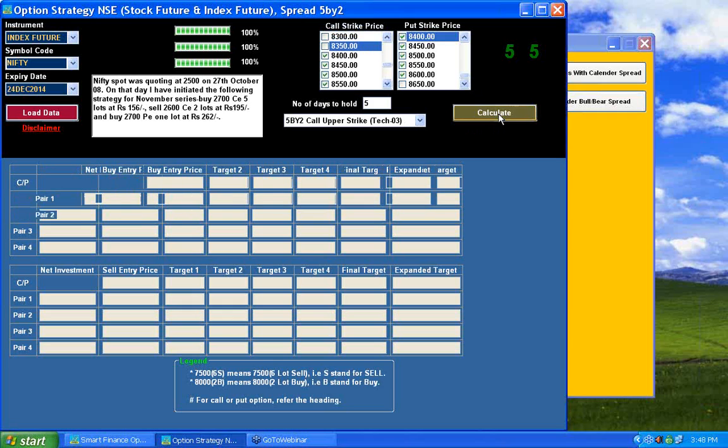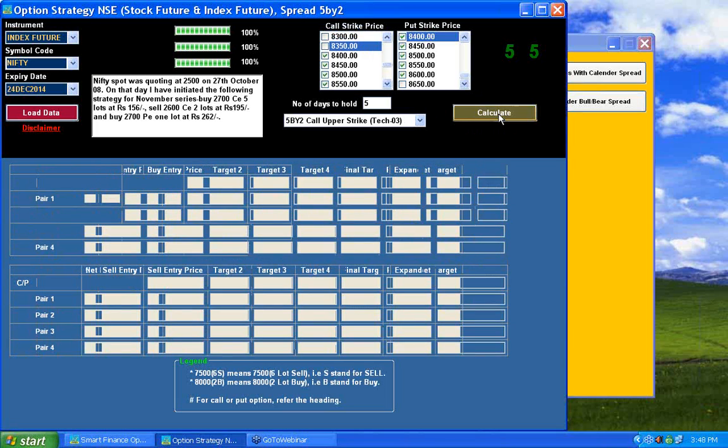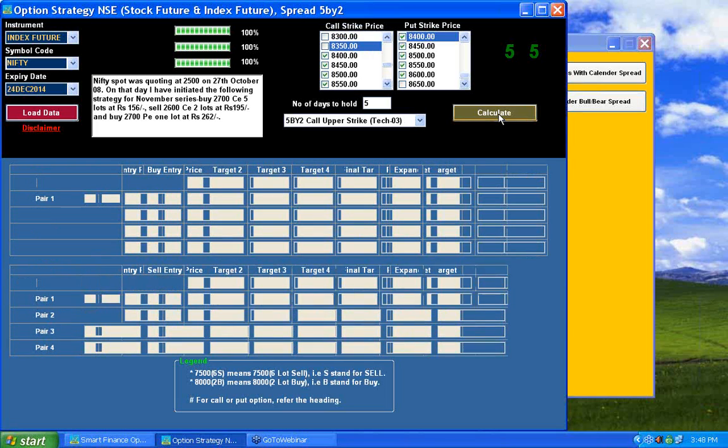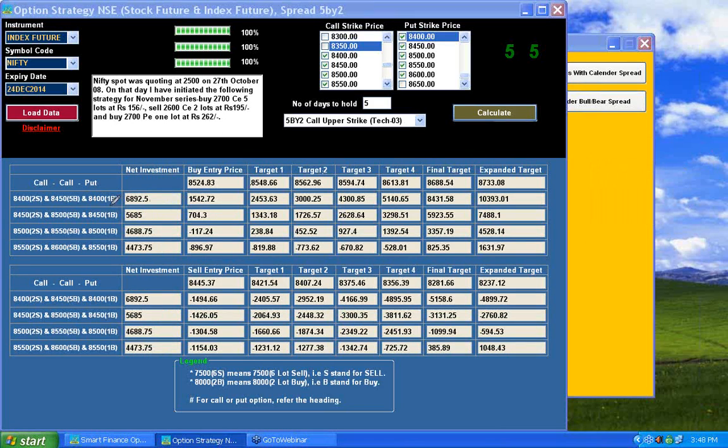Now I'll do the calculation here. I have chosen 5 different strikes in call and put, and this is how it will be. I am buying 5 lots of out of the money call option, selling 2 lots of out of the money call option, and buying 1 in the money put option. This is what the strategy says.